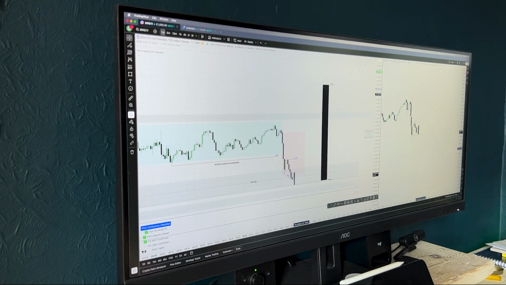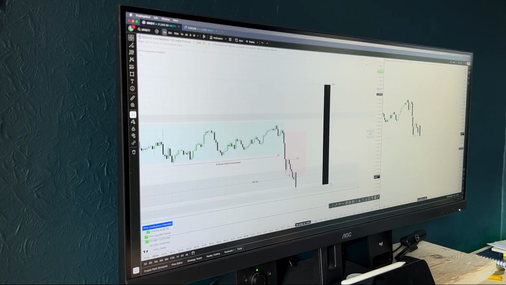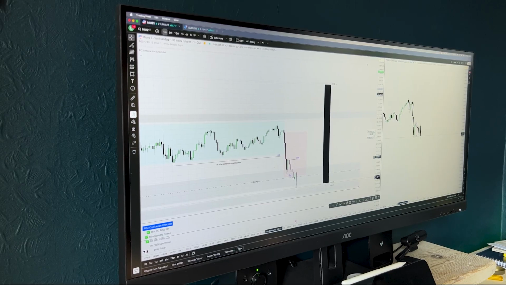I just thought I'd turn this on just to kind of document my trading in a different way. So we are currently at 9:30.